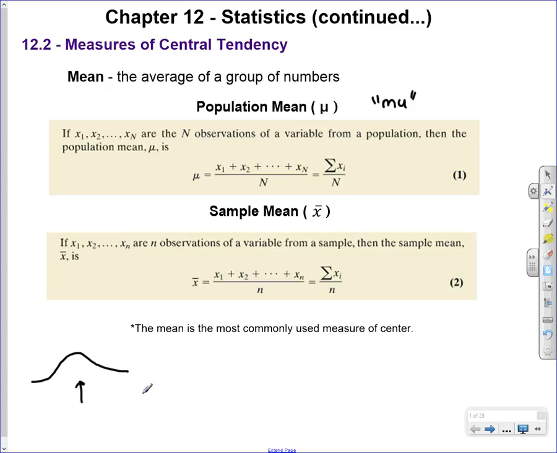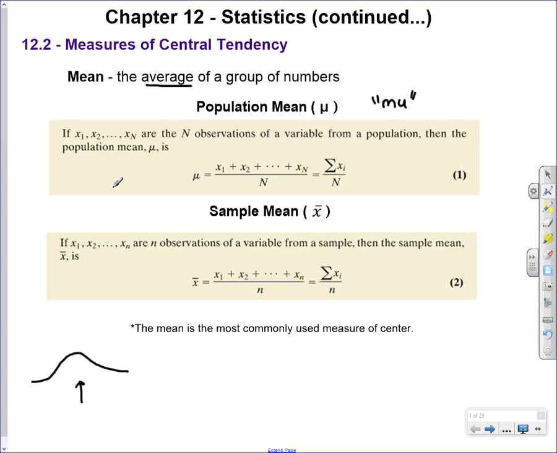For example, if I was looking at test grades, I want to know where most people scored. Or if you're looking at heights, you might want to know where most people's heights are located. That is central tendency: where is the center of this graph. One way we can figure that out is by calculating the mean. The mean, of course, is also known as the average, so it's the most common measure of central tendency that we'll see used.